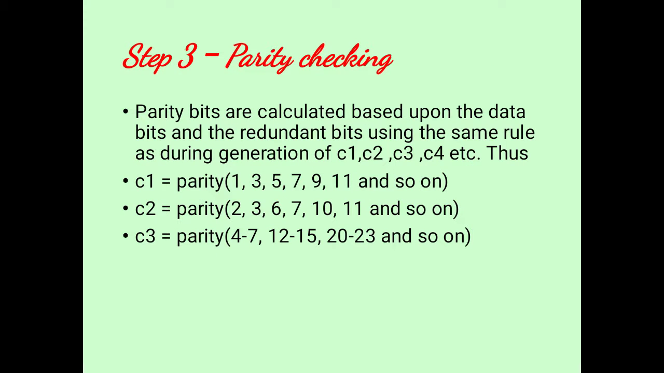Parity bits are calculated based on the data bits and the redundant bits using the same rule, during the generation of C1, C2, C3, C4. C1, C2, C3, C4 are nothing but parity bits. For C1, here we will consider bits 1, 3, 5, 7, 9. I told you how we will consider. C2: 2, 3, 6, 7, 10, 11. How? You have to consider 2, 3, skip 4, 5, consider 6, 7, skip 8, 9, like that.